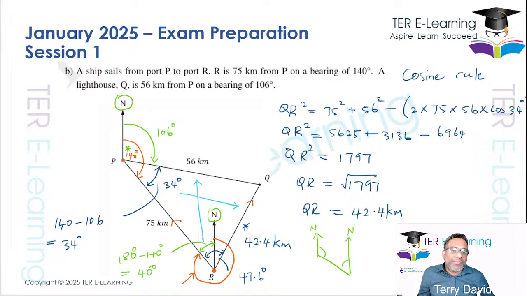Look at the diagram carefully. All the information is there. You want to work out the bearing of Q from R. So we're starting at the point R here, and you're heading towards Q. The bearing that we're looking for, I've run out of colors here, guys, is this here. It's supposed to be pink, but we're looking at this angle here.